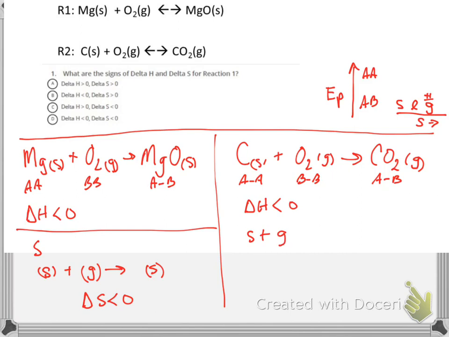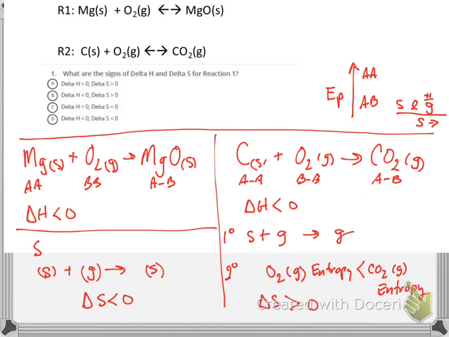So we have the same argument for carbon with oxygen, CO2, AB bonds as products, dominant, delta H less than 0, products have less potential energy, delta H is negative. Looking at the primary consideration, we have solid plus gas to make a gas. Same number of gas particles, so we can't use the primary consideration for the assignment of the sign of delta S. We must use the secondary, that O2's entropy is less than CO2's entropy based on mass. So delta S is greater than 0.